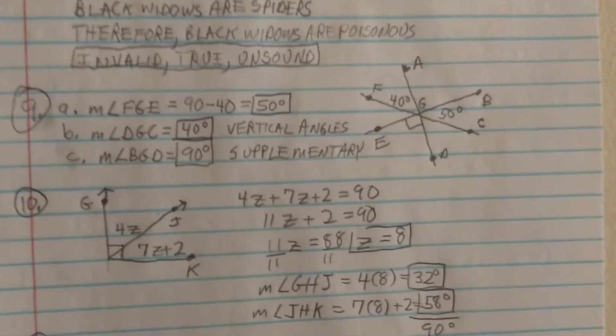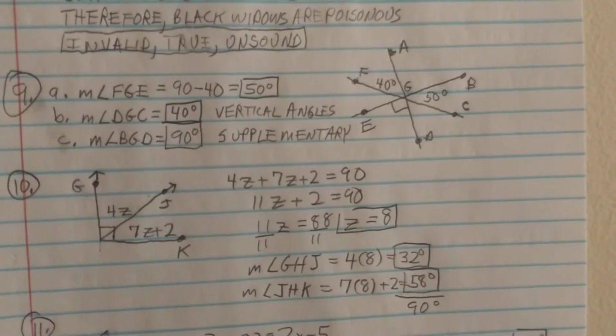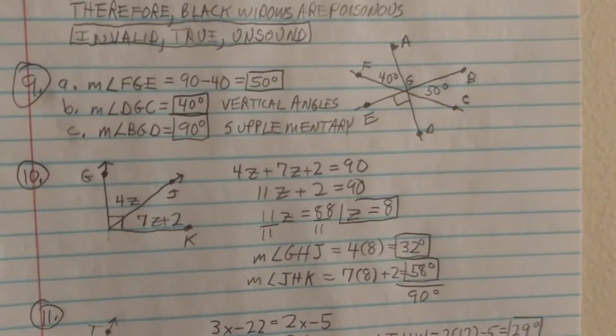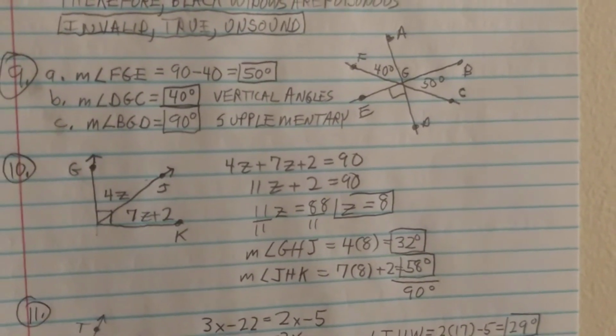Now with our figure over here, in order to find angle FGE, we would be complementary with the angle 40. So the measure of FGE is 90 minus 40 equals 50.